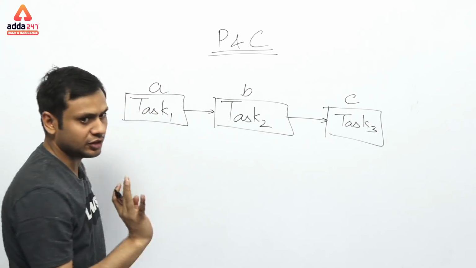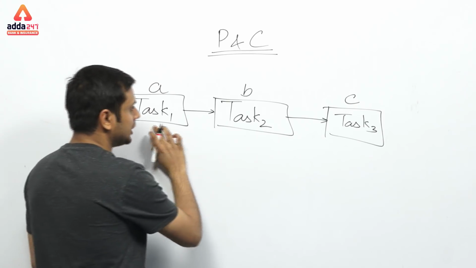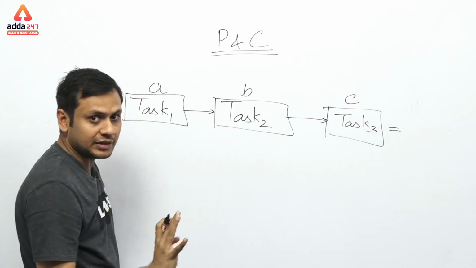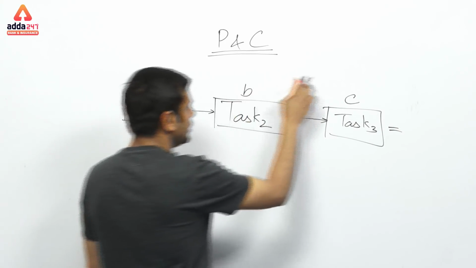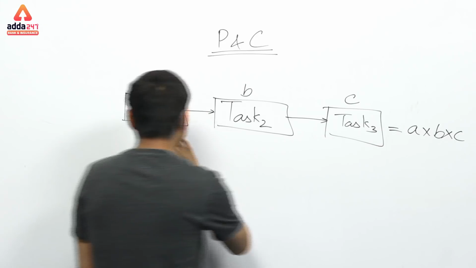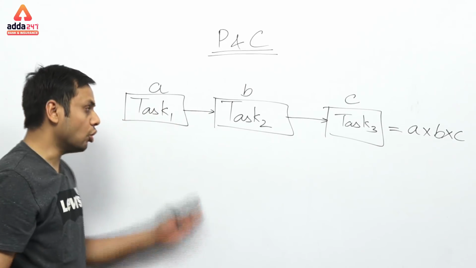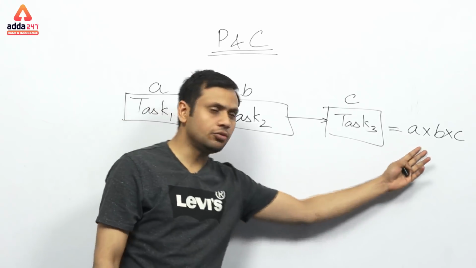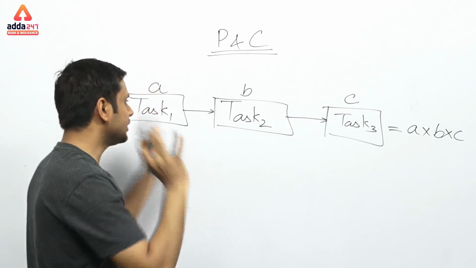Guys, whenever this kind of scenario is there, whenever the tasks are in series, so in how many ways this can be done? We'll just multiply the number of ways. It will be a into b into c. So guys, whenever tasks are arranged in a sequence, you need to do all of these tasks, right, and in a certain order, then what we'll do, we'll multiply. Now this is the case when we multiply.